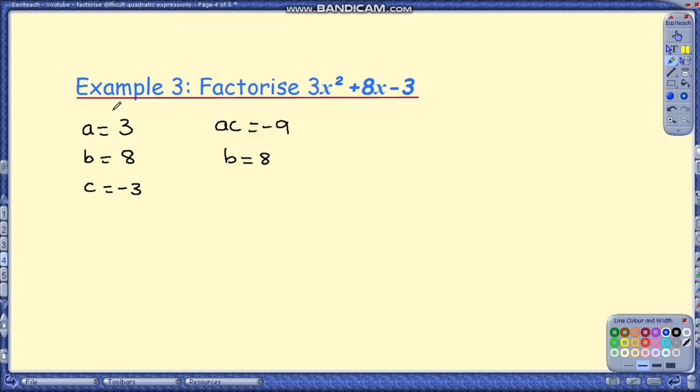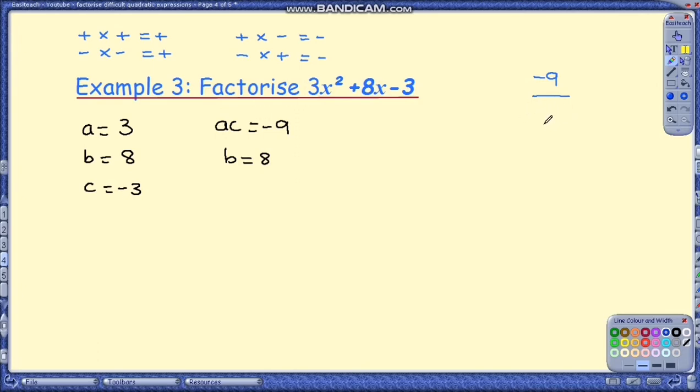So remember the rules. Positive times a positive is positive. A negative times a negative is also positive. But if you've got two different signs, either positive times negative or negative times positive, then your answer is going to be negative. We then need to write the factors of negative 9. We want negative 9, not just 9, negative 9.